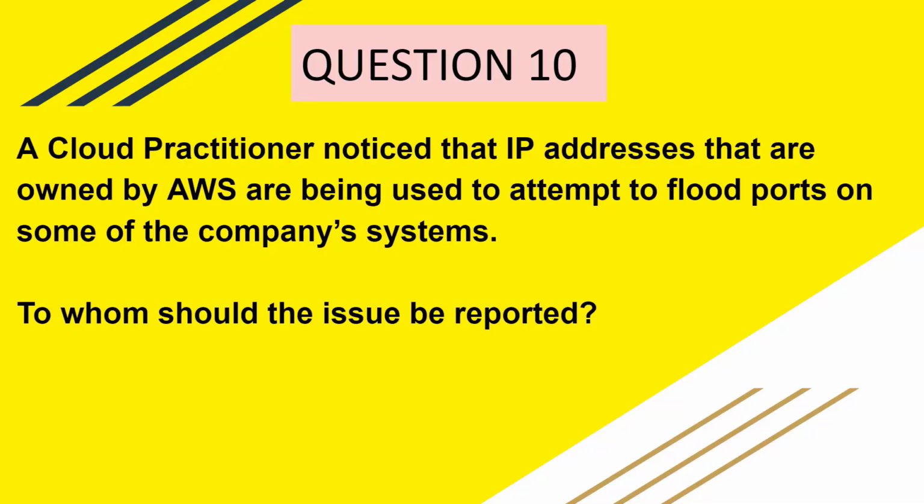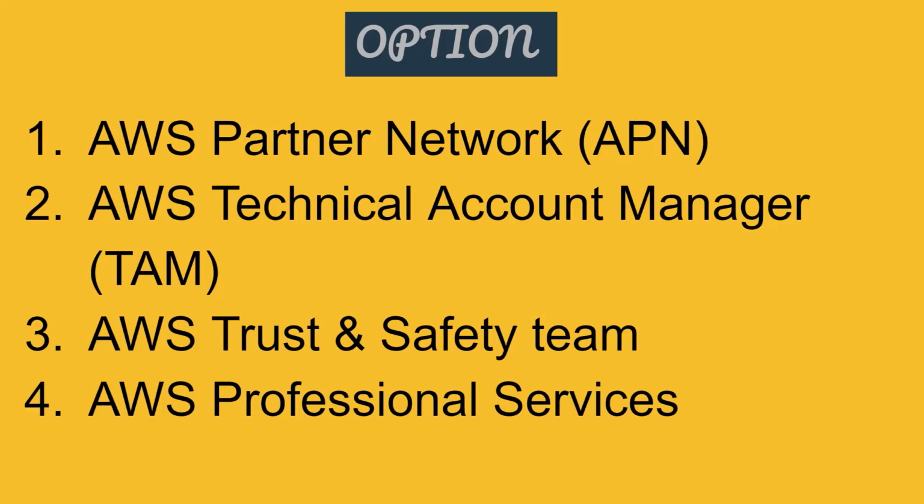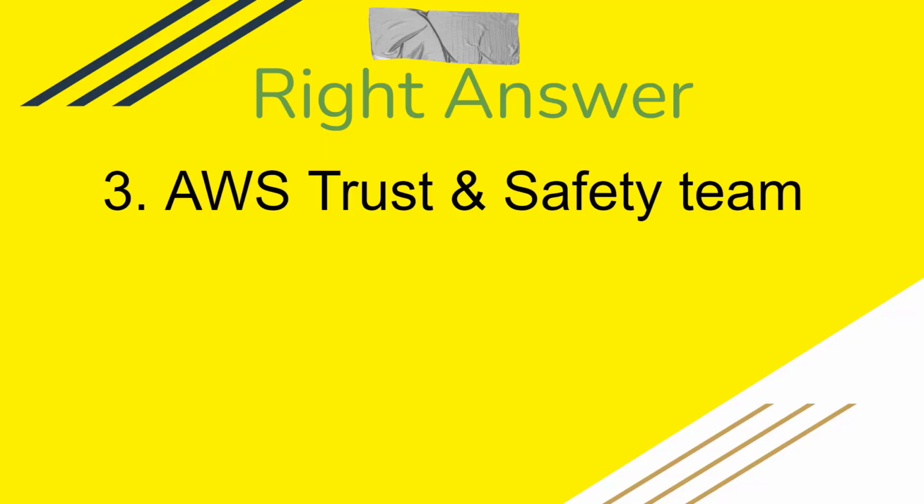Question 10. A cloud practitioner noticed that IP addresses that are owned by AWS are being used to attempt to flood ports on some of the company's systems. To whom should the issue be reported? Option 1. AWS Partner Network, APN. 2. AWS Technical Account Manager, TAM. 3. AWS Trust and Safety Team. 4. AWS Professional Services. Right answer is 3. AWS Trust and Safety Team.